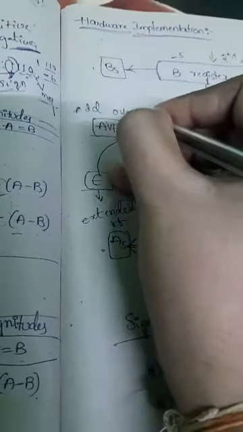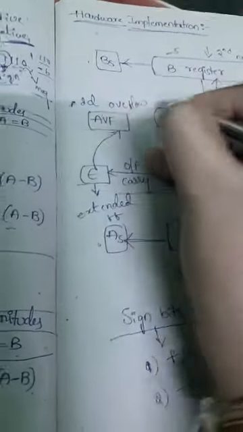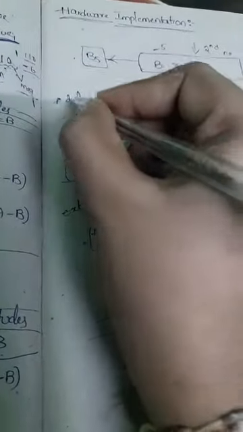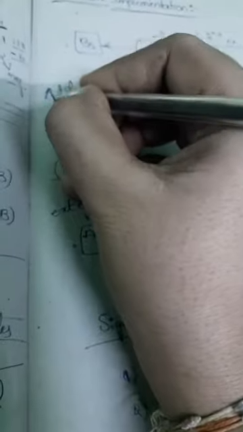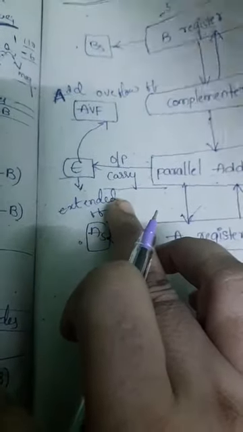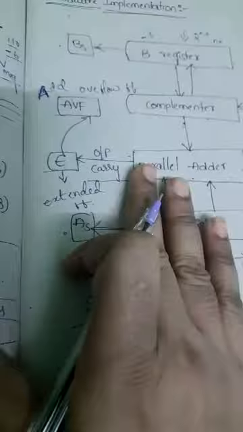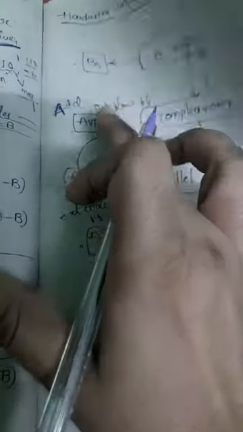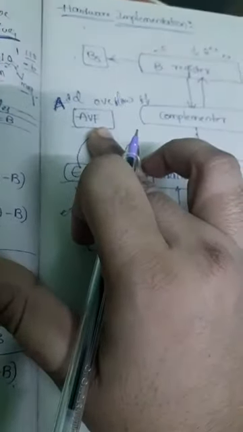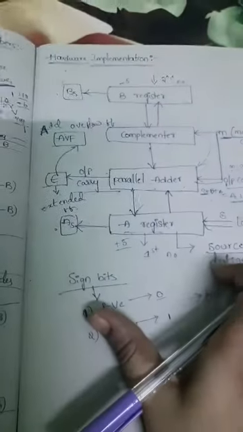flip-flop or flag. So we are calling AVF the add overflow flip-flop. After performing the addition operation, if you get any overflow here, that overflow will be transferred to this flip-flop. So this is the complete addition operation.